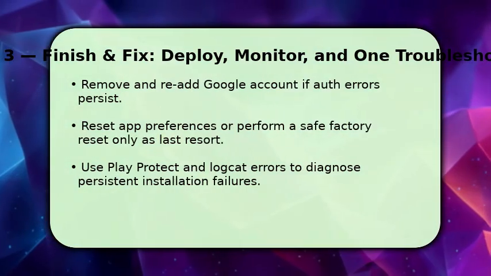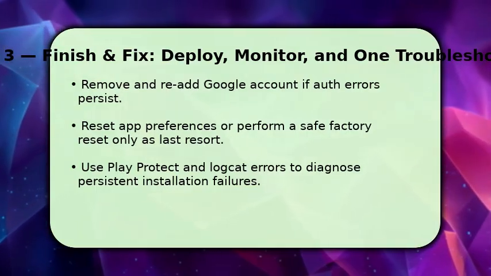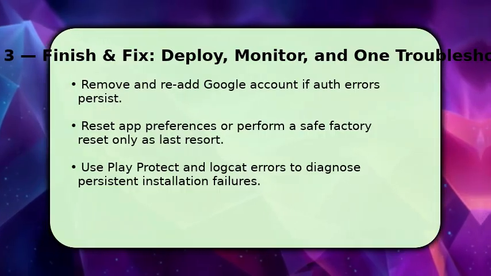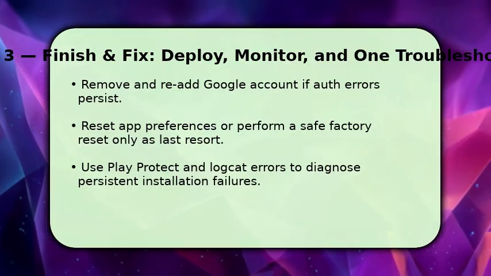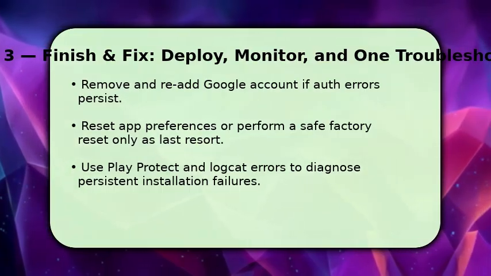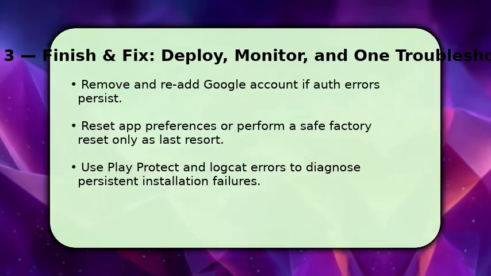Finish with account and system-level remedies while keeping data safety in mind. If you see authentication errors, remove your Google account and add it back. This refreshes tokens. If multiple apps fail, reset app preferences to restore disabled services. Only consider a factory reset as a last resort after backing up.